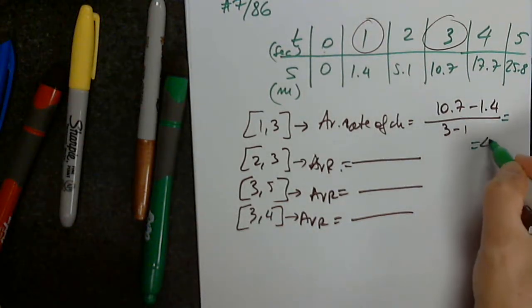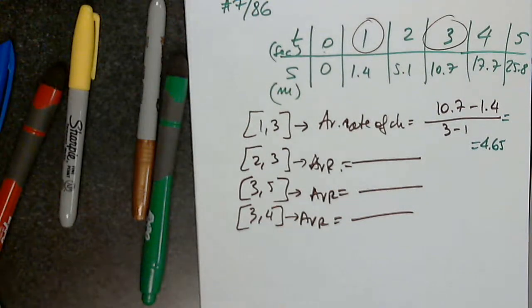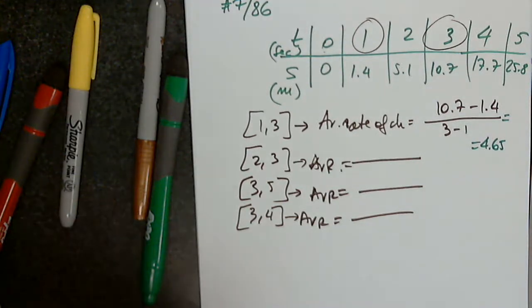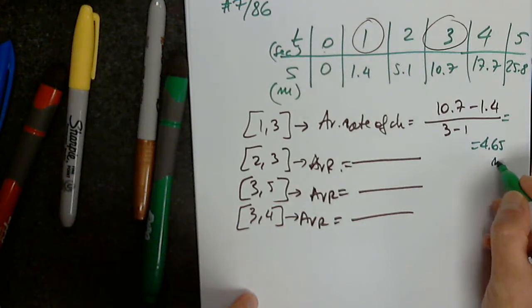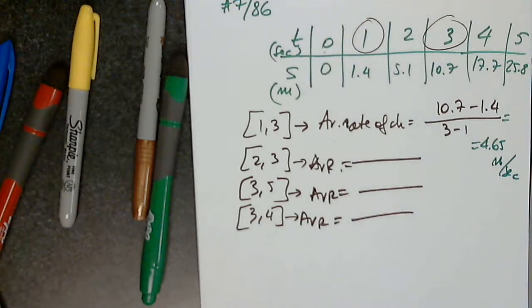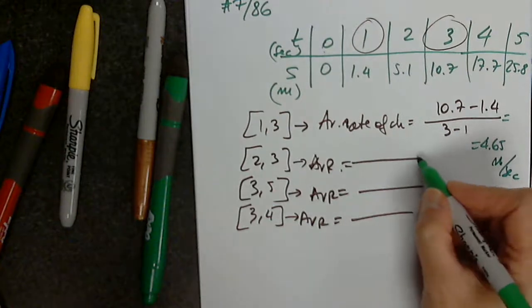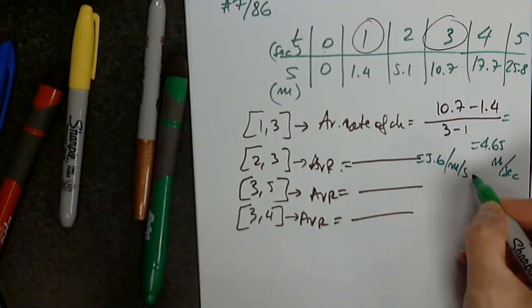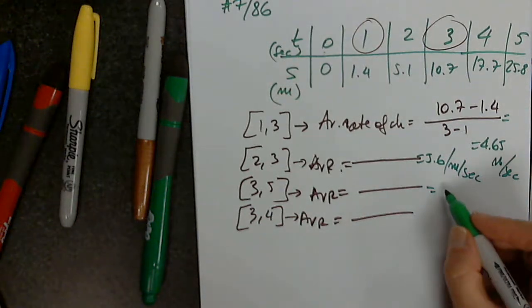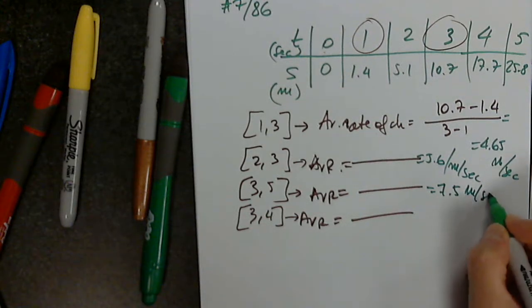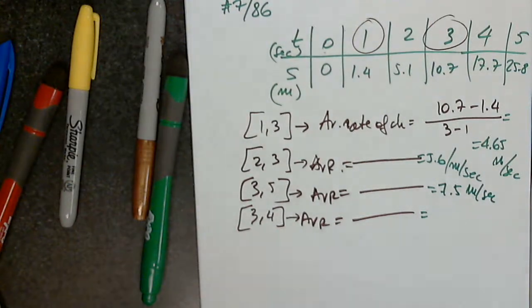This one? 4.65 doesn't mean anything without units. Very good. Second one? 5.6 meters per second. Third one? 7.55 meters per second. 7 meters.